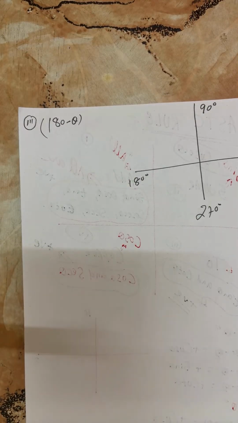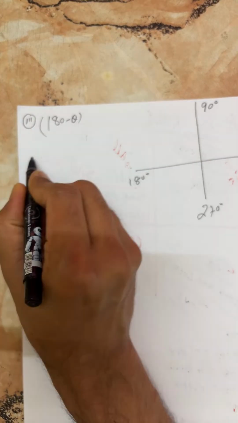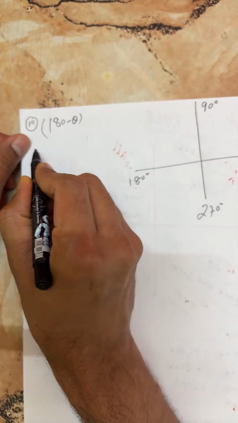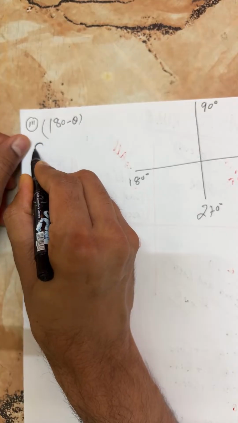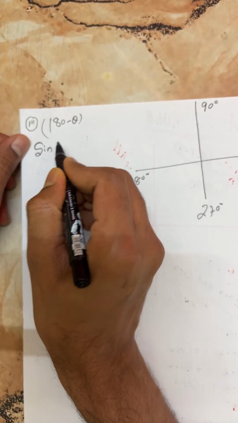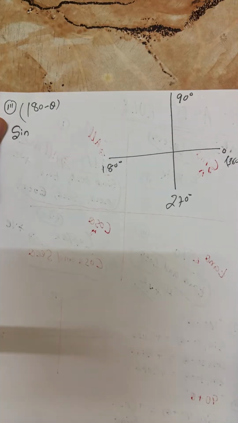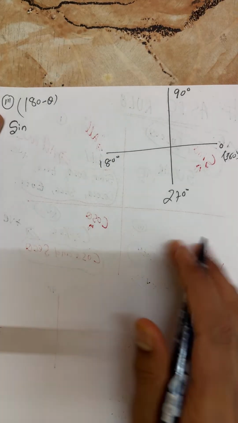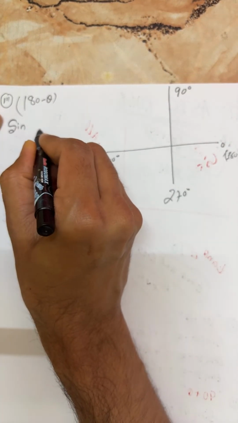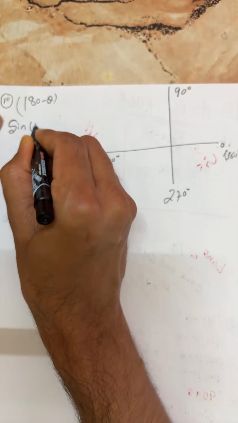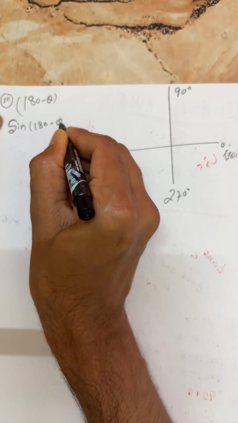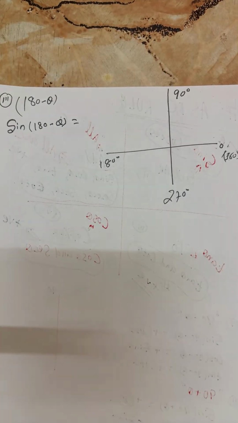Now students, answer me in the chat box: sine of 180 degree minus theta. Sine of 180 degree minus theta.